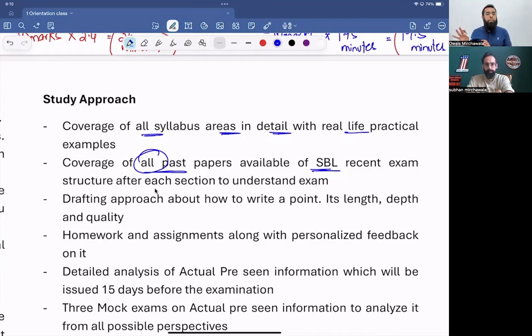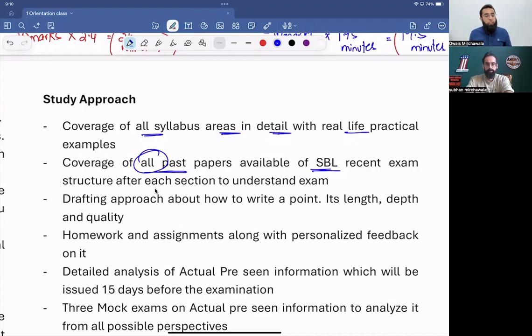Because when there is no pre-seen, the examiner cannot take you into a lot of real situations, since in the exam he would also need to tell you the background. But now in the recent exams, he doesn't talk uselessly. All the background data was already given 14 days before the exam. In the actual exam, he only talks about the real business problem. So recent SBL exams are very different.